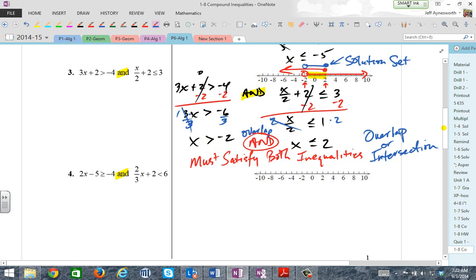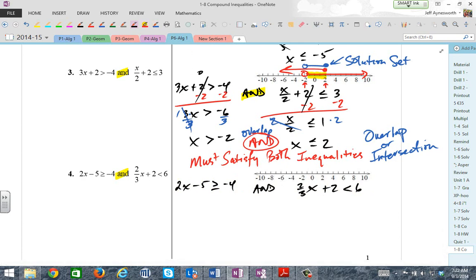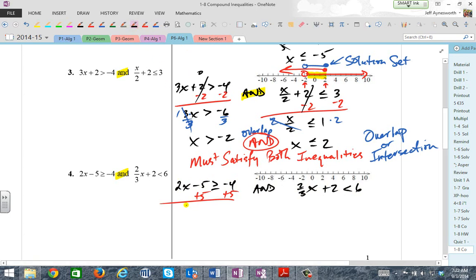Now, number 4 is a very similar thing, so let's go ahead and do it one more time so you can see the similarities. I'm just rewriting, doing all the action on the right like we always do in our notes, two-column style. On this one here, we're going to add 5 first. We get 2x greater than or equal to 1, divide by 2, and you get x greater than or equal to 1/2.